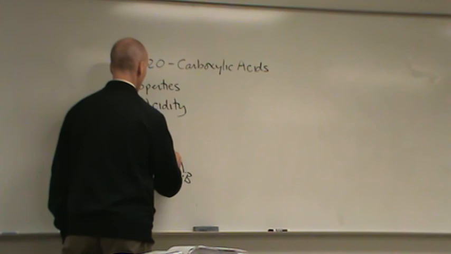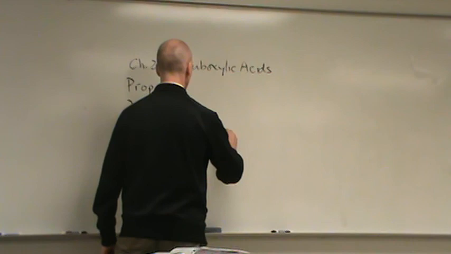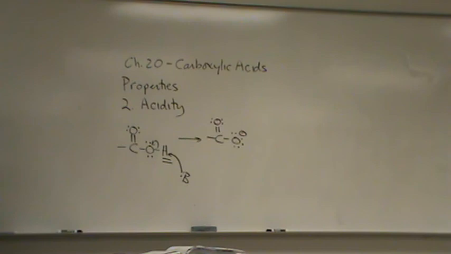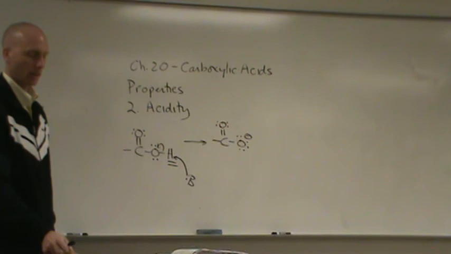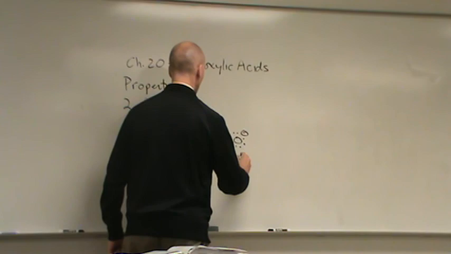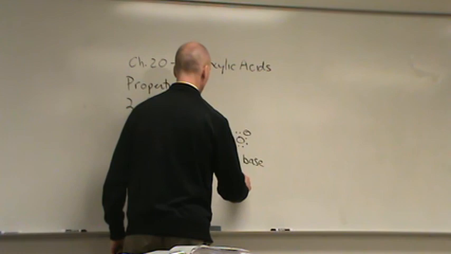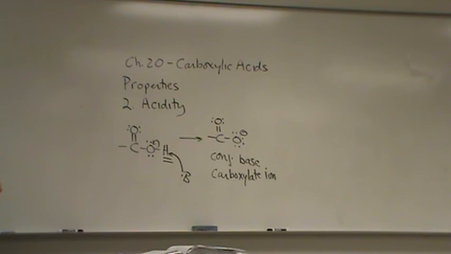And then those electrons would dump into that oxygen, and so we end up getting that anion there. So this anion is called what? If this is the acid, this is called what? The conjugate base. So there's our conjugate base, and the conjugate base is called the carboxylate ion. A carboxylate ion. Very important ion.